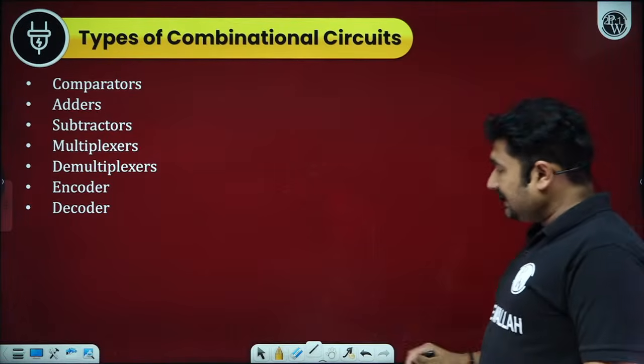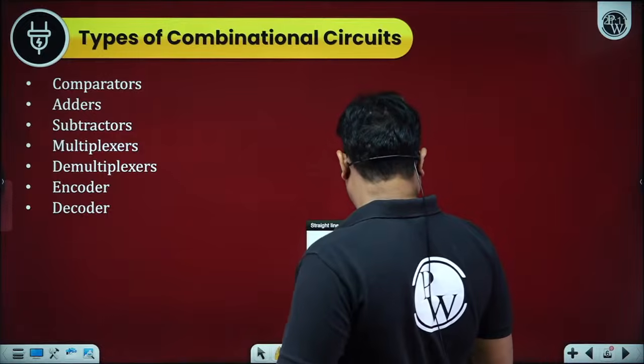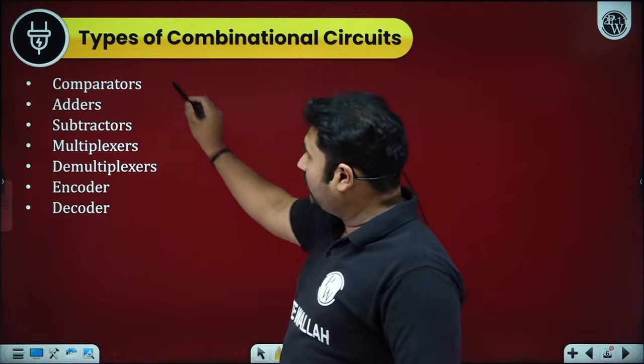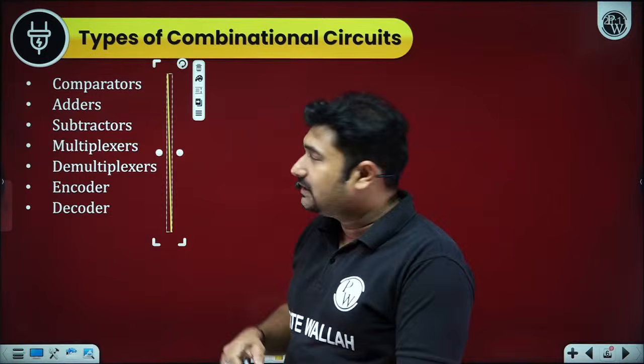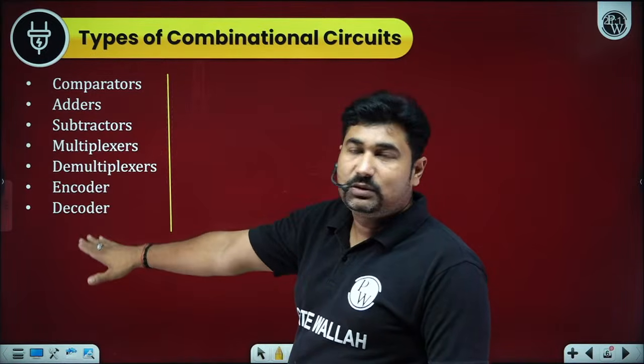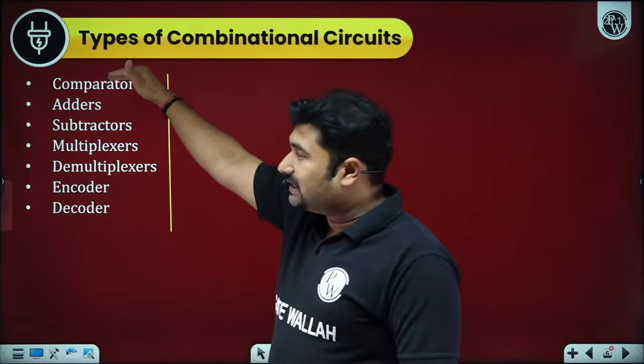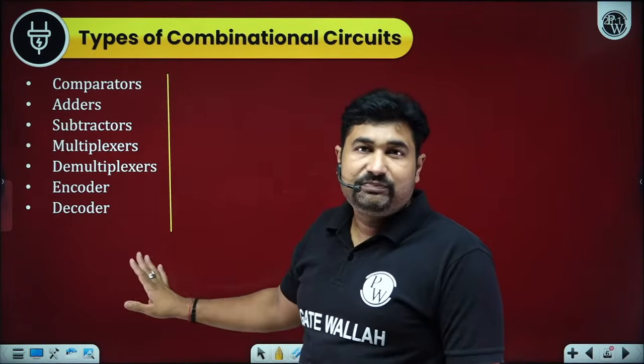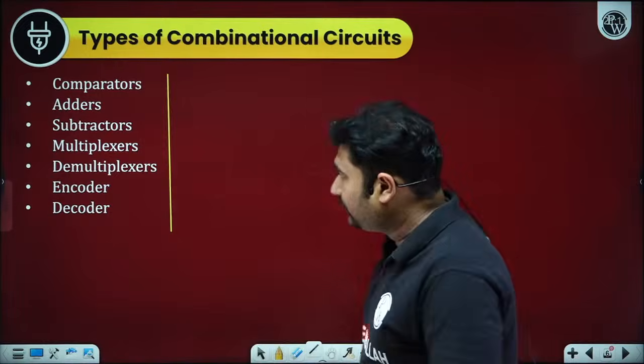These are the different types of combinational circuit that we have to study. Before moving towards gray code, I am just writing this: comparator, adder, subtractor, multiplexer, demultiplexer, decoder and encoder. So basically these topics we have to study in the combinational circuit.